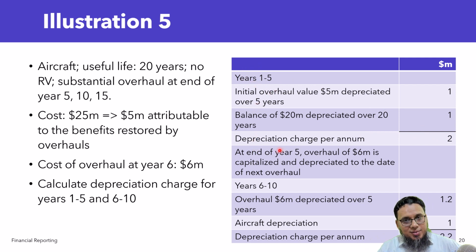At the end of year 5, the overhaul of $6 million is capitalized and depreciated to the date of the next overhaul. So $6 million gets capitalized back into the asset cost. In years 6 to 10, again, the aircraft depreciation does not change. That $20 million is being depreciated over 20 years, resulting in a depreciation charge of $1 million per annum. However, the $6 million cost will get depreciated over the next 5 years, resulting in a depreciation charge of 1.2. And the total depreciation charge per annum will be $2.2 million.